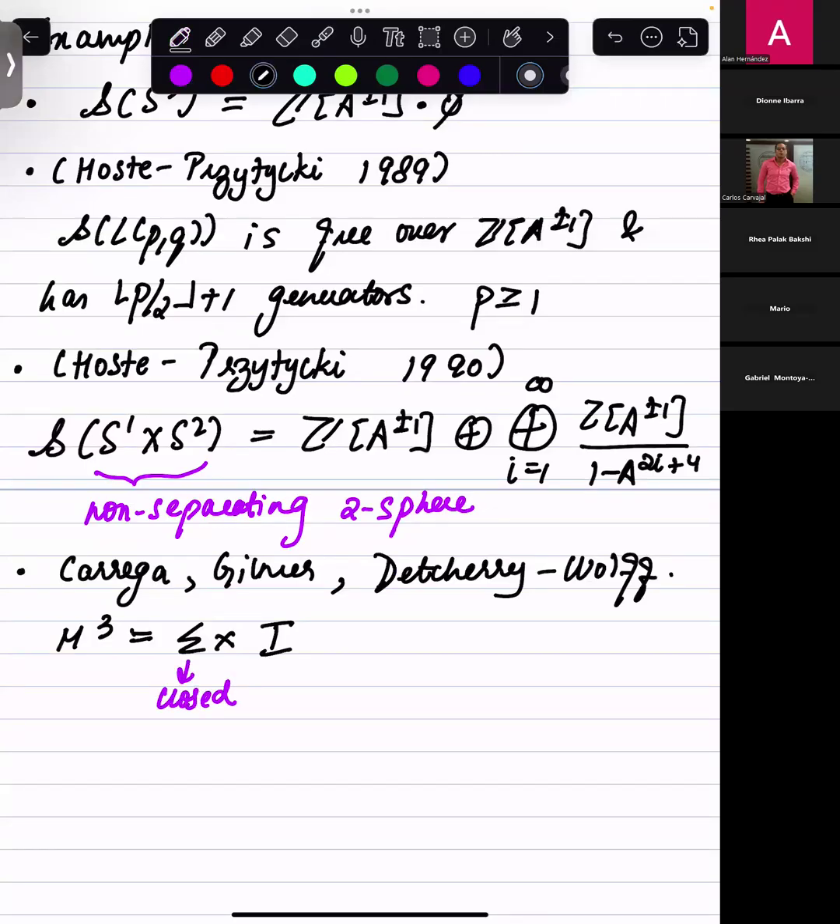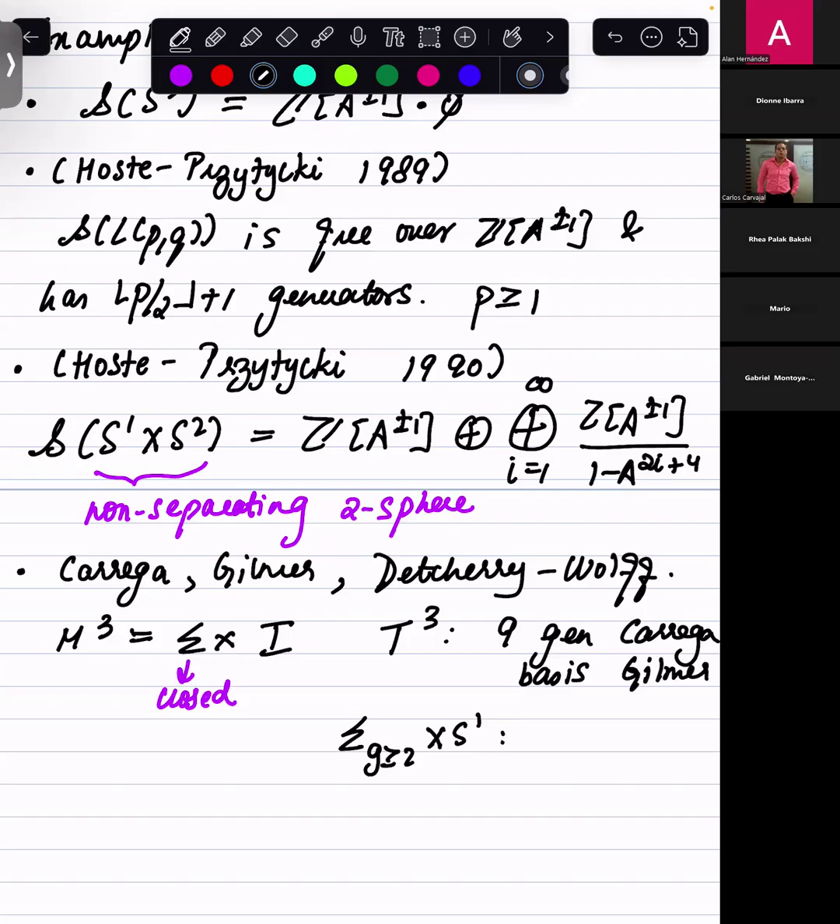And then for the 3-torus, Carrega showed that there are 9 generators. So this was work by Carrega. And then the fact that they're linearly independent was proved by Patrick Gilmore. And then later, this was generalized to closed surfaces of genus greater than or equal to 2 times S1 by Cherry and Wolf. And they showed that this Skein module has 2 raised to 2g plus 1 plus 2g minus 1 free generators. So it's finite dimensional. So they also form a basis, so basis elements.